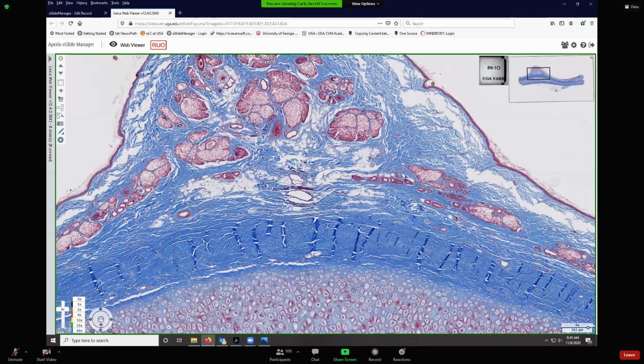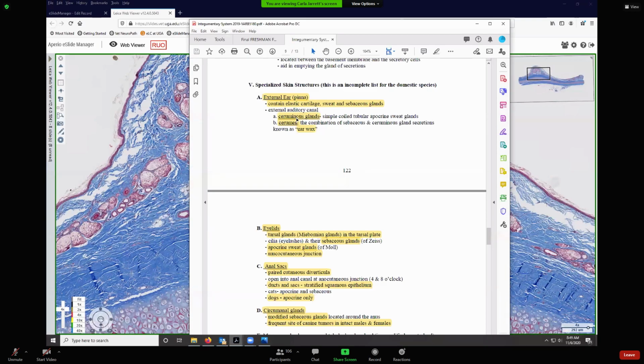In the ear, you have what are called ceruminous glands. So again, they're sudoriferous glands. They are sweat glands, but they get a magic name change. So in the ear, they are called ceruminous glands, and you need to know that for clinics. And you need to know that earwax is called cerumen, and it is a combination of sebaceous gland and ceruminous or specialized sweat gland secretions.